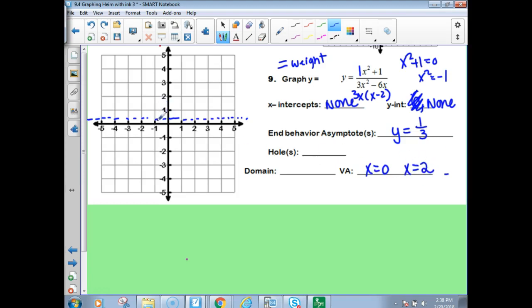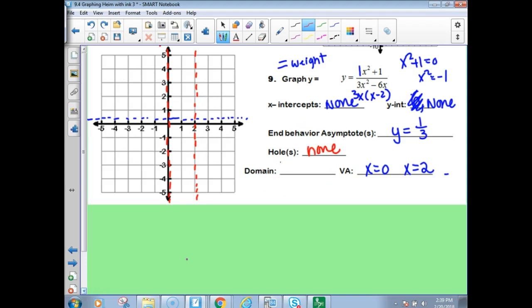Still need to do your assignment. I know we had a couple of interruptions that slowed us down, but I will be finishing this. I'm going to finish the graph, put in my vertical asymptotes. We ran out of time in that class, but we'll finish the graph.